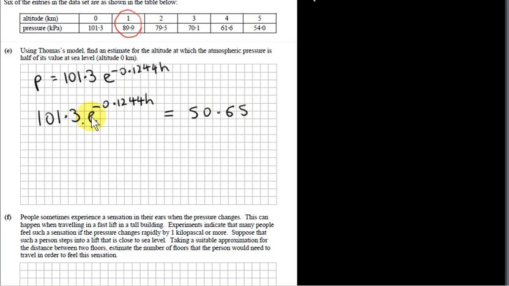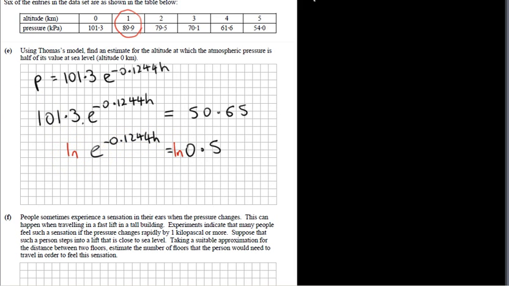So we start by isolating the exponential term. We divide across by 101.3 and we'll get a half, because we know that this number is half of this number. Now, since h is in the power, the next step is to get the log of both sides. So we just stick ln in front of both sides.